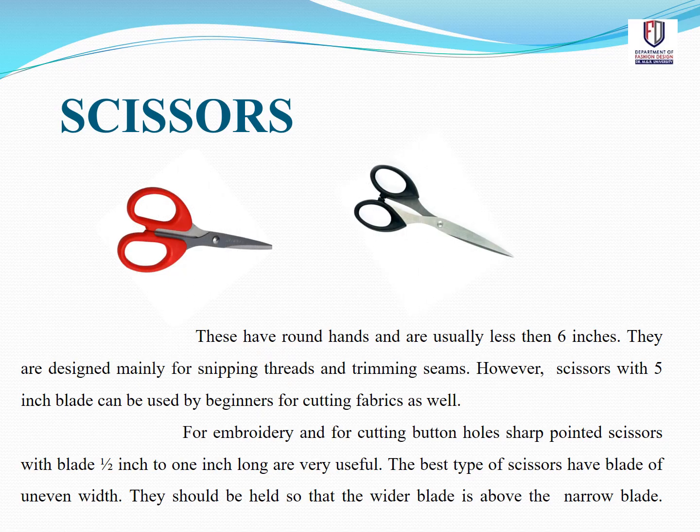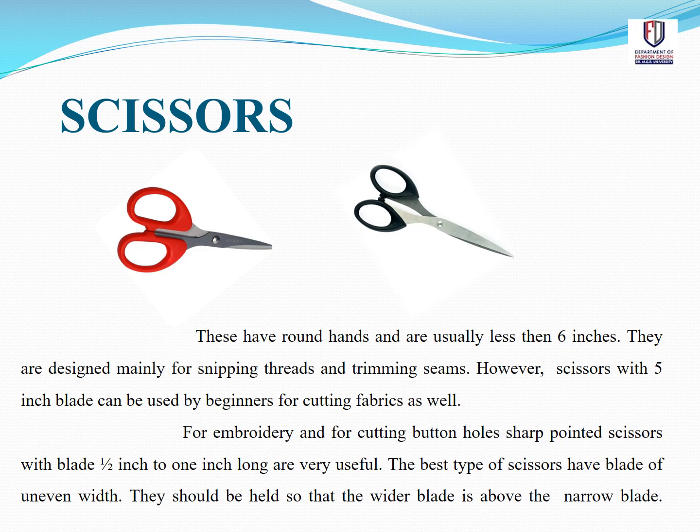First one is scissors. These have round hands and are usually less than 6 inches. They are designed mainly for snipping threads and trimming seams. However, scissors with 5-inch blade can be used by beginners for cutting fabrics as well.